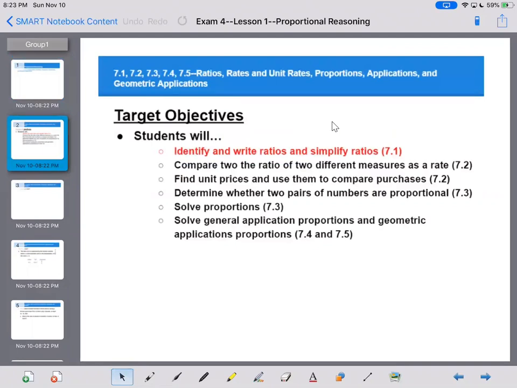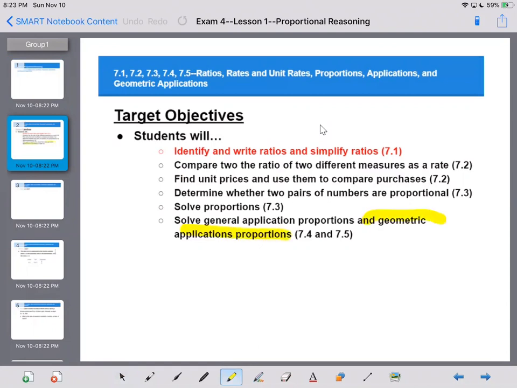us. So we're going to look at identifying ratios and then how to simplify them. And you can see that we're going to compare two different quantities to determine a rate. We're going to find unit rates. We're going to determine if numbers are proportional. We're going to solve proportions. And then last, you see that we're going to look at geometric applications to proportions.